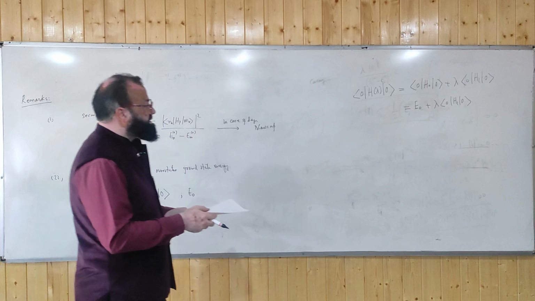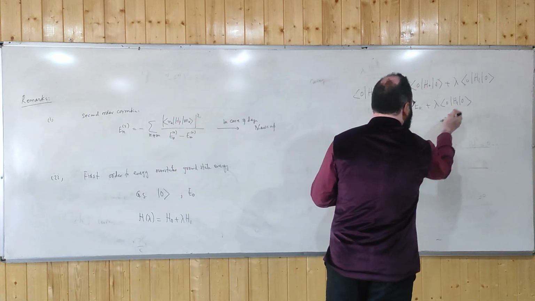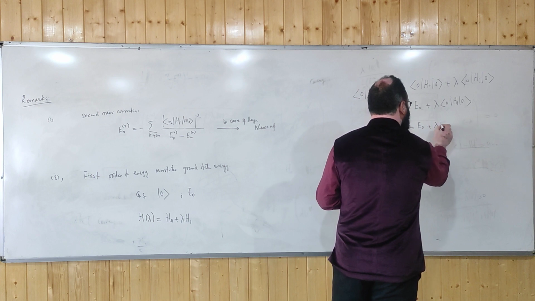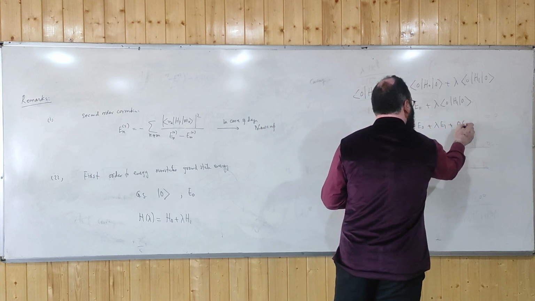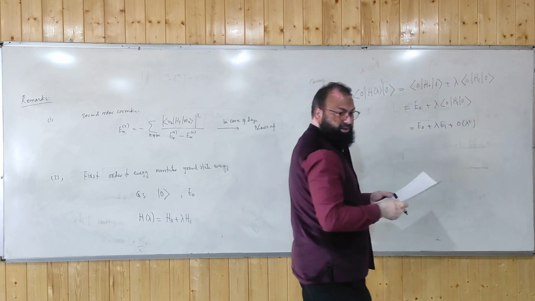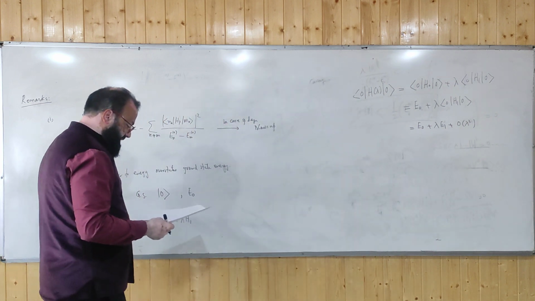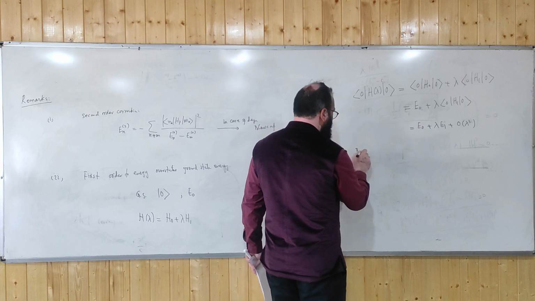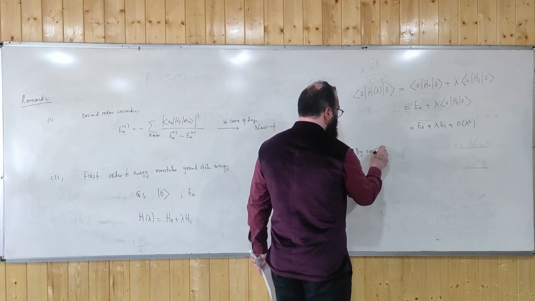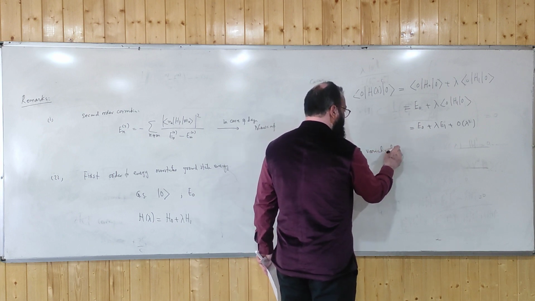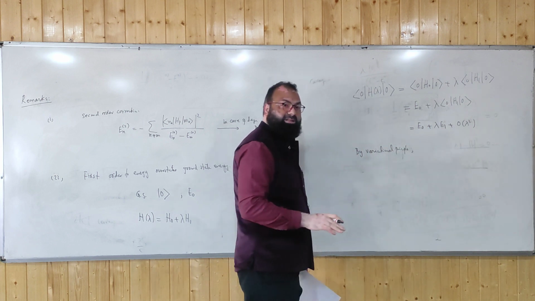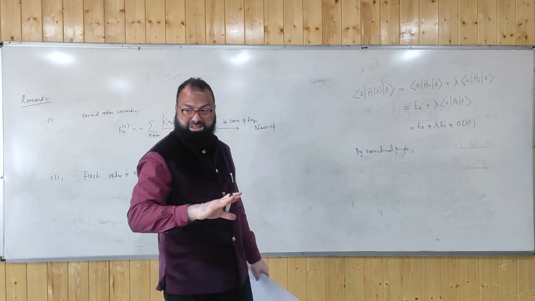I can write this simply as E0 plus some first order correction lambda E1 plus order of lambda squared. So this will be the correction. Clear? By the variational principle we say, and this we are going to study, that the variational principle always overstates the ground state energy.